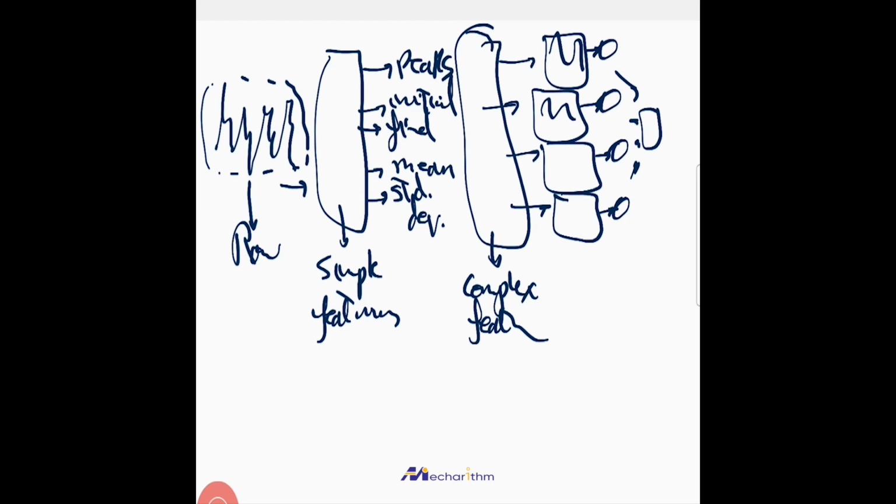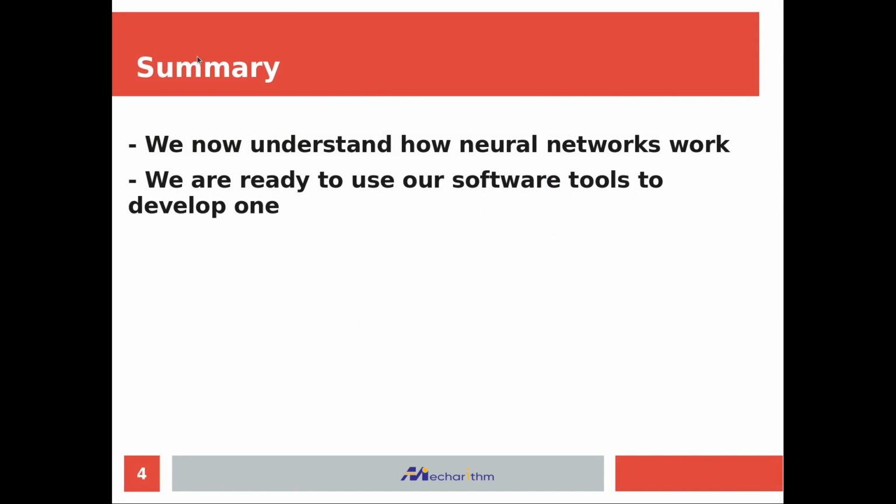And in our next session, we'll learn how to implement one of these neural networks. It's going to be a shallow neural network, but we're going to use it for a multi-class classification problem in order to show how this actually works. To summarize what we've done so far, we now understand how neural networks work and how to build them. We are now ready to use our software tools to develop a neural network for a multi-class classification problem. And we're going to use TensorFlow for that instead of just implementing the neural network ourselves. So can't wait to see you for our next tutorial.